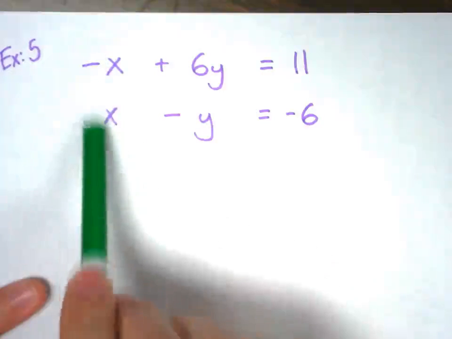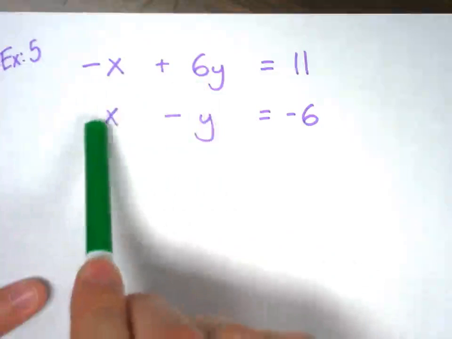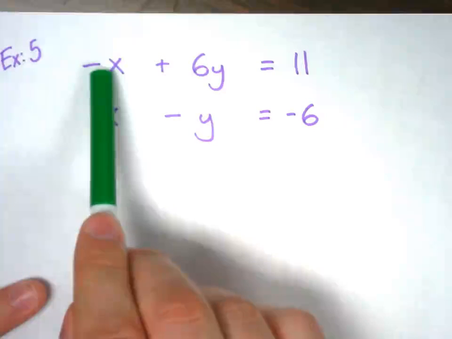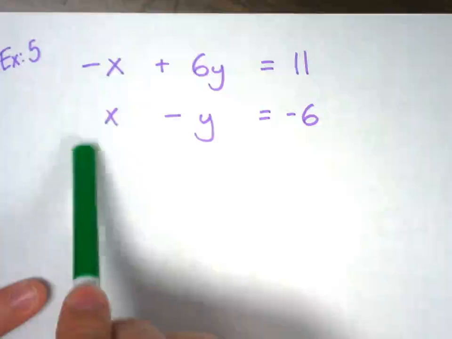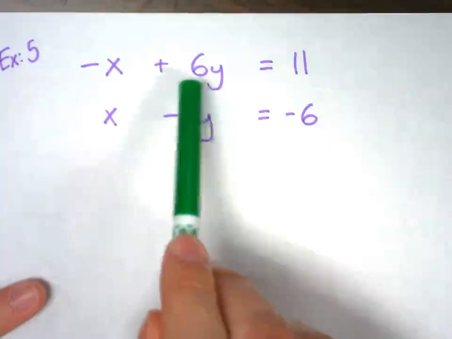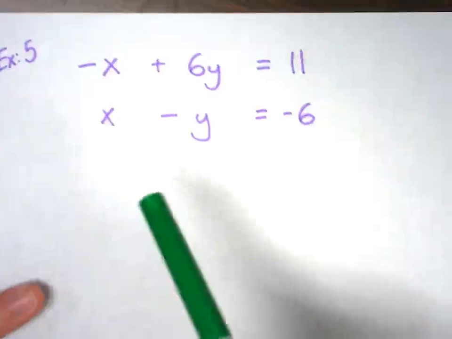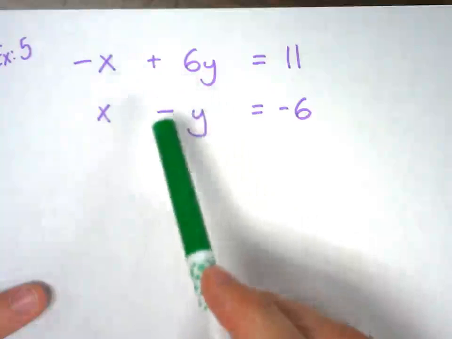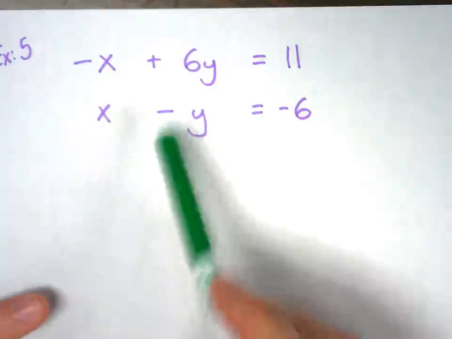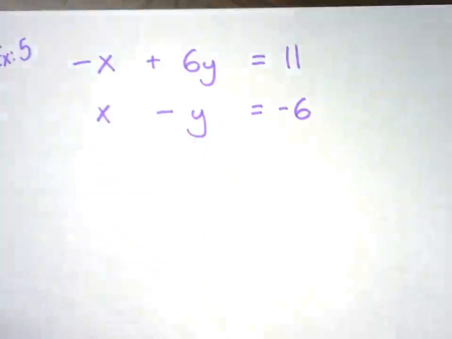if your coefficients are opposite of each other. So if you look at the coefficients here for x, this is -1, this is +1. Those are opposites of each other. So we're going to deal with the x, but I want you to look at the y's as well. This is a +6, this is a -1. Notice they are opposites. One's positive, one's negative, but they have to be the same number as well. So that's 6, that's -1, that doesn't work.